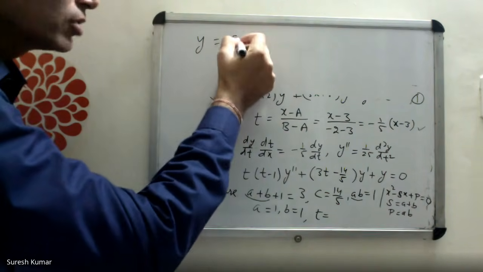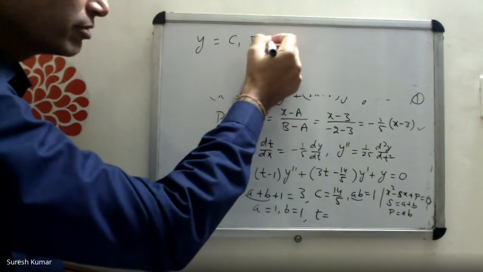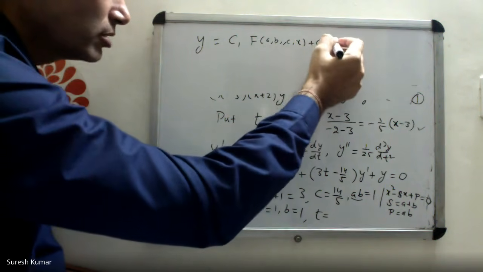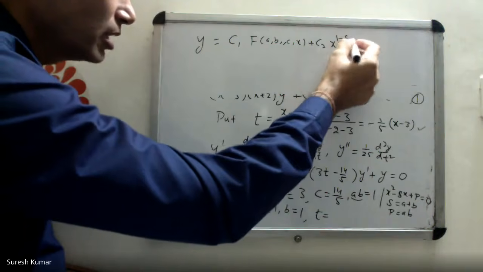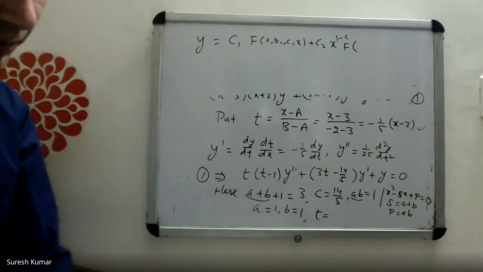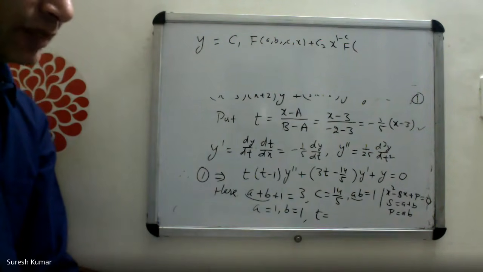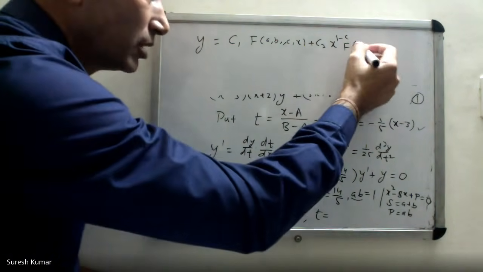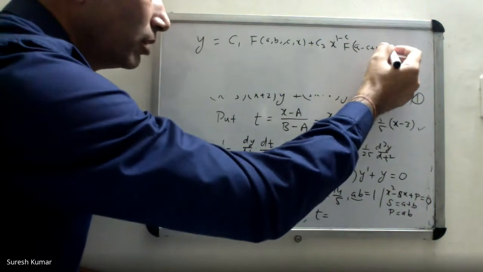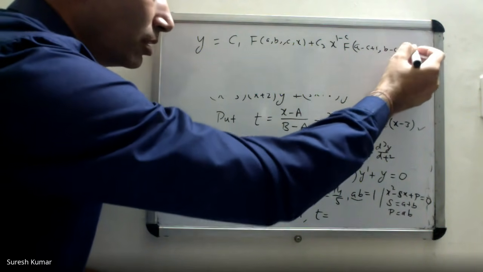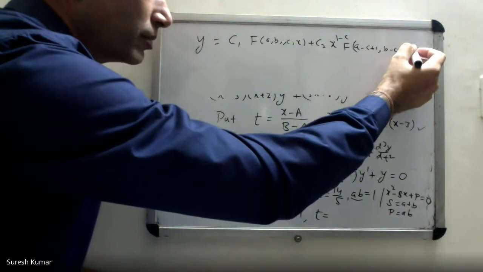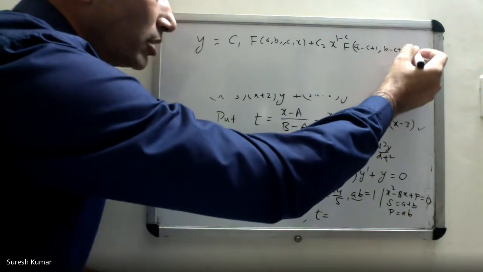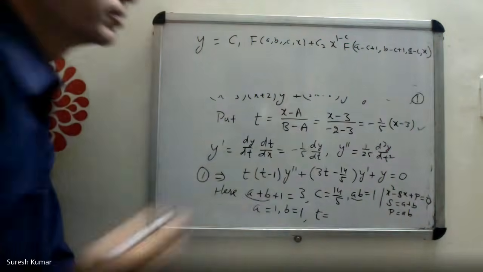We will write that the solution is C1 times F(a, b, c; x) plus C2 times x to the power 1 minus c, times F. F means that whole formula that you did for the general one: a minus c plus 1, b minus c plus 1, and then what was here? 2 minus c, comma x.